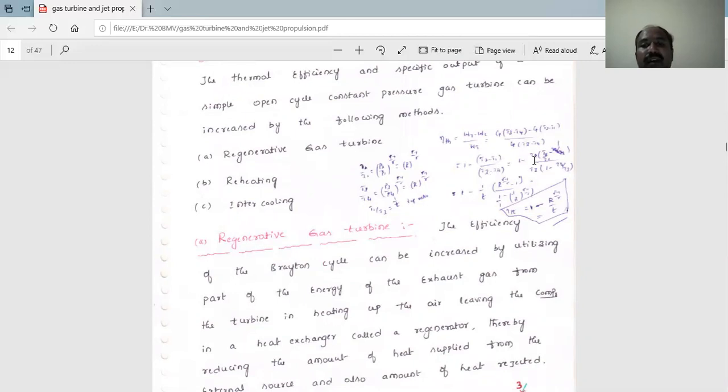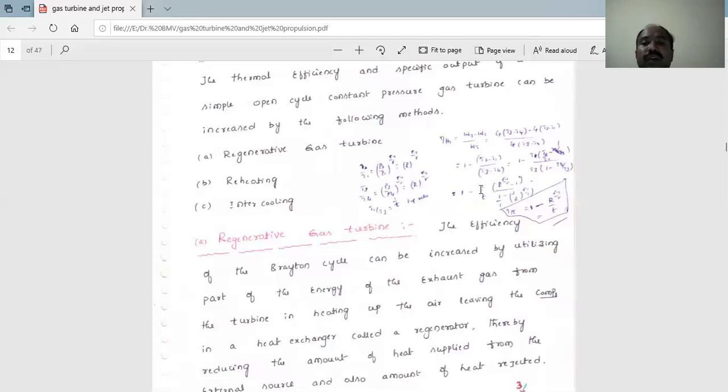In this, we take T1 as a common term: T2 divided by T1 minus 1. Here, we take T3 as the common term, which becomes 1 minus T4 divided by T3. That gives T1 divided by T3, so it becomes T3 divided by T1. You can call it small t, the temperature ratio. Here T1 divided by T3 becomes 1 divided by t.